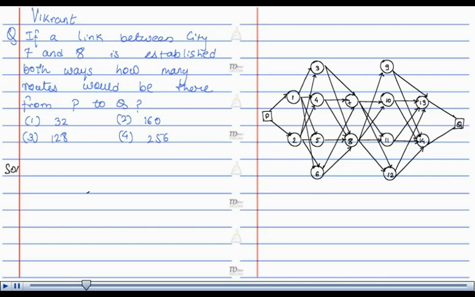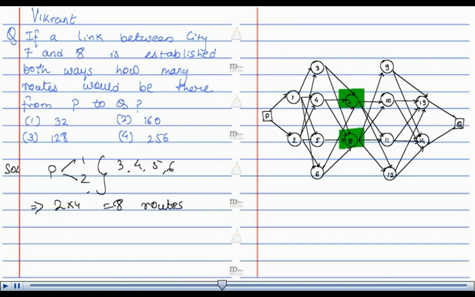The solution is, a person can reach from P to point 1 and 2. From these two cities, he can reach either 3, 4, 5 or 6. So there are 2 multiplied by 4, that is 8 routes that are possible so far. From these cities, he can reach either 7 or 8. So, there are total 8 multiplied by 2, that is 16 routes so far.